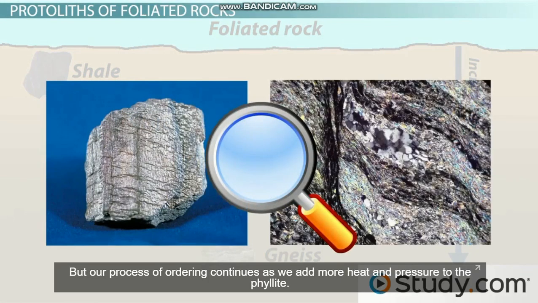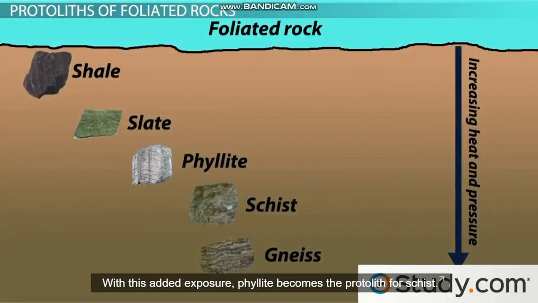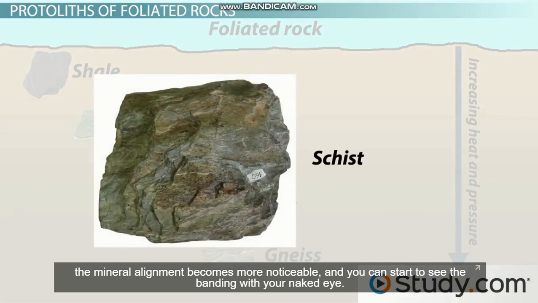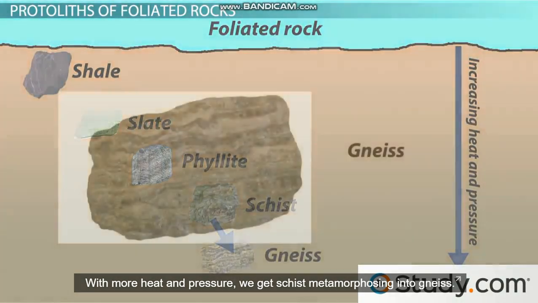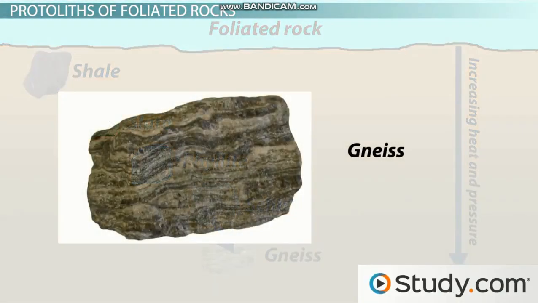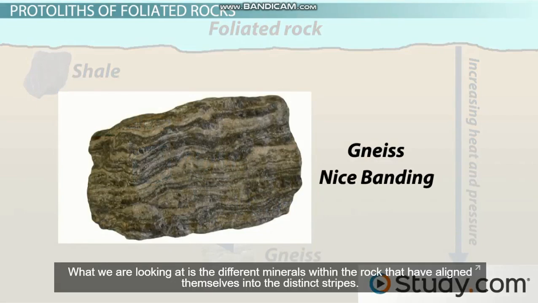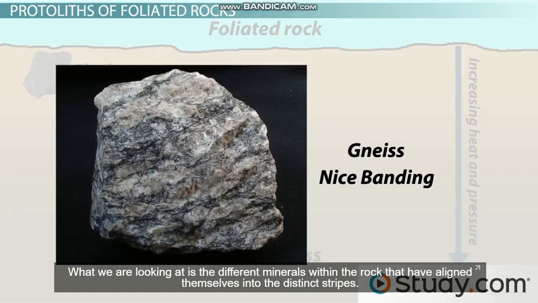But our process of ordering continues as we add more heat and pressure to the phyllite. With this added exposure, phyllite becomes a protolith for schist. With schist, the mineral alignment becomes more noticeable, and you can start to see the banding with your naked eye. With more heat and pressure, we get schist metamorphosing into gneiss. Gneiss rock has very nice banding or foliation, which we see here. What we're looking at is the different minerals within the rock that have aligned themselves into the distinct stripes.